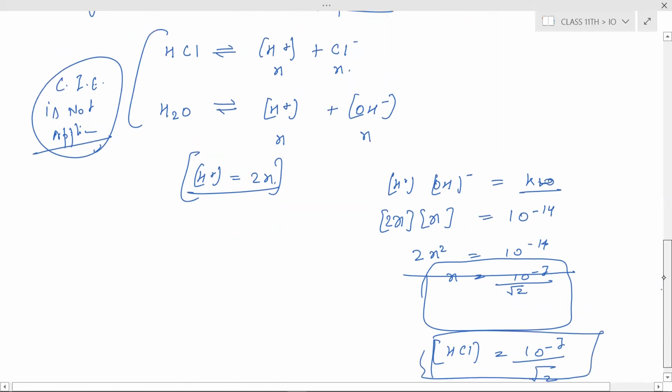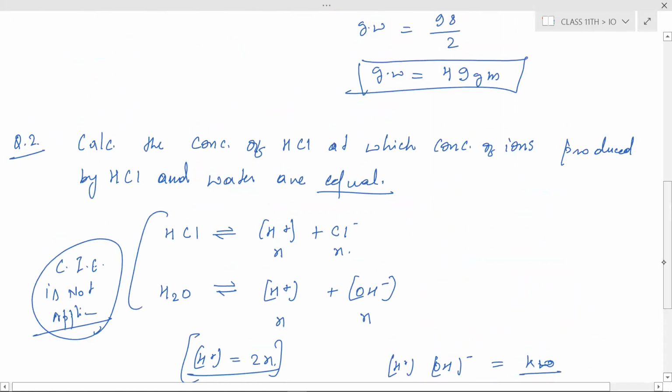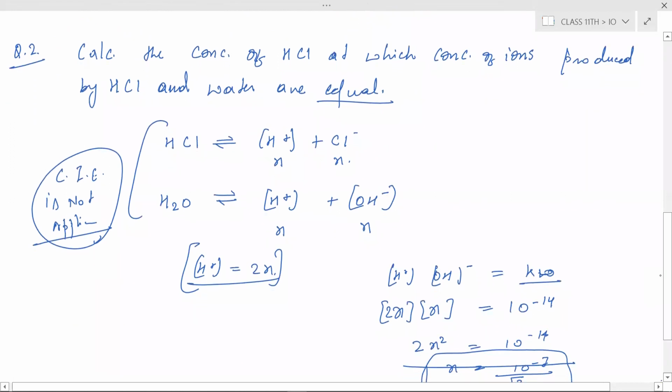Again, I will once repeat the question solution for you. The question here is: calculate the concentration of HCl at which the concentration of ions produced by HCl and water are equal. What we have done here is we have just written both the equations. As I have said, in every ionic equilibrium question, you have to write the equation first. So HCl gives rise to H positive plus Cl negative. H2O gives rise to H plus and OH negative.